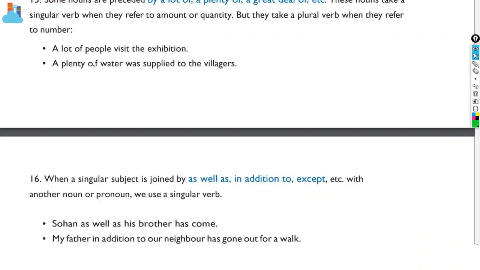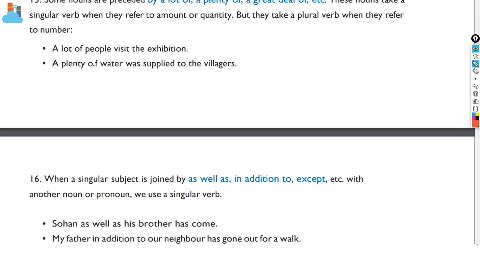Some nouns are preceded by a lot of, a plenty of, a great deal of, etc. These nouns take a singular verb when they refer to an amount or quantity. They take a plural form when they refer to number. Now let us see this concept.